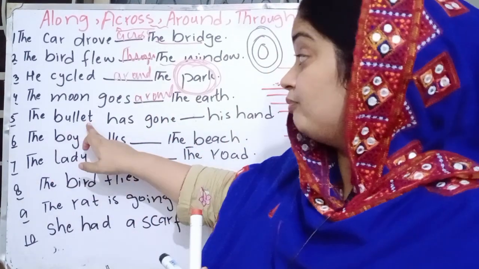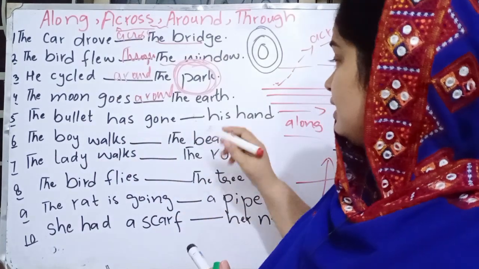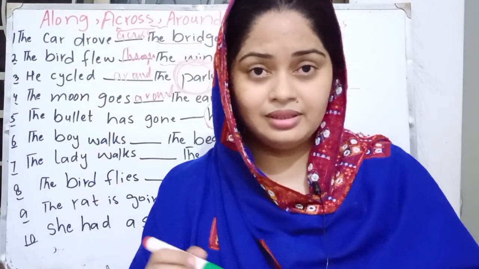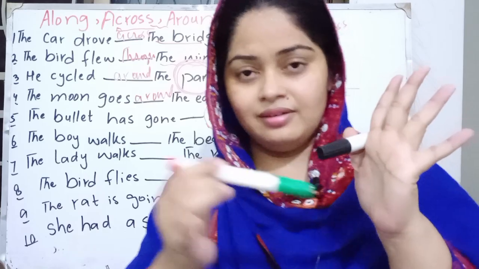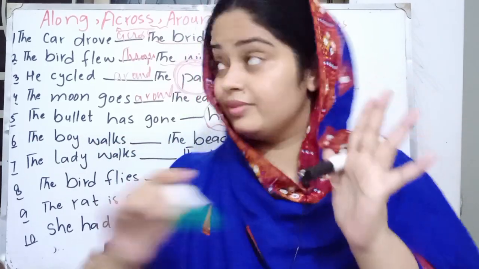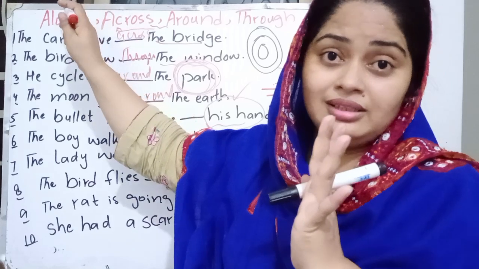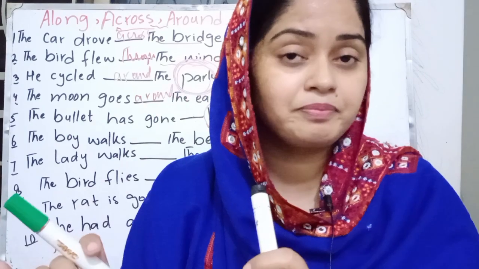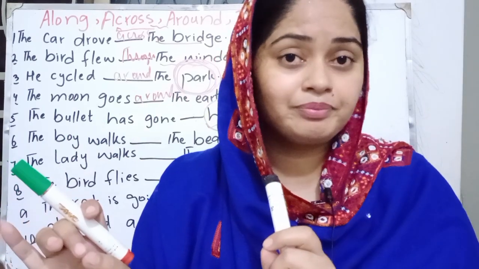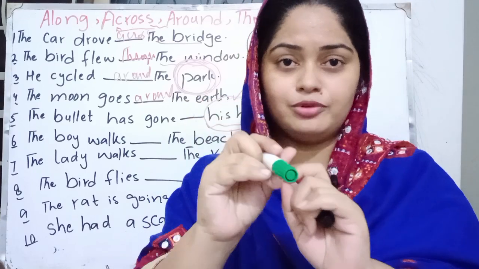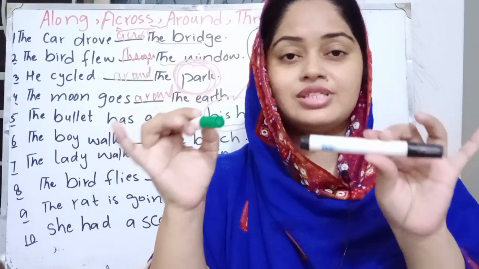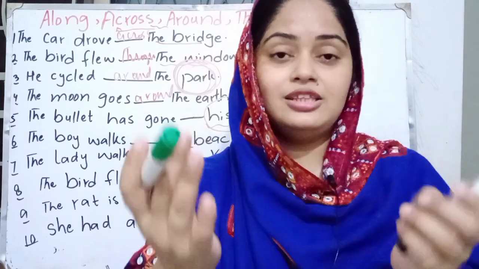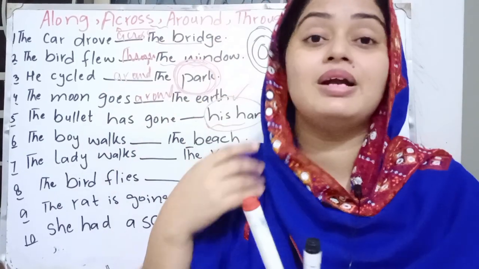Next, the bullet has gone his hand. Now this hand is a channel. The bullet has to pass this channel. The bird has to pass this window. The rat has to pass this channel. If something has to pass through a medium, a channel, to reach the other end, this movement is called through movement.